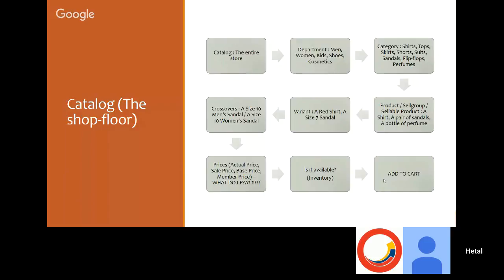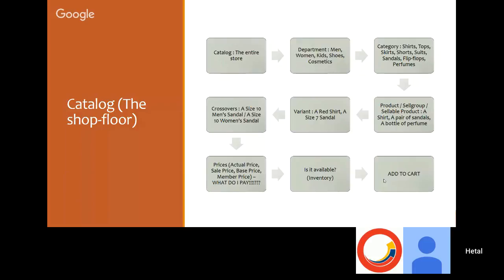You have a catalog. Catalog can have departments and/or categories or subcategories. Then categories or subcategories would have products, or sale groups, or sellable products. Then there is a variant, if possible, and then there are crossovers where you can reach one product in multiple ways on an online store. Then there are prices that you need to make sure you are calculating and displaying correctly. Then check the inventory, whether this product is available, and if it's not available, what are the business rules to drive the user experience, and ultimately the user being able to add to cart.